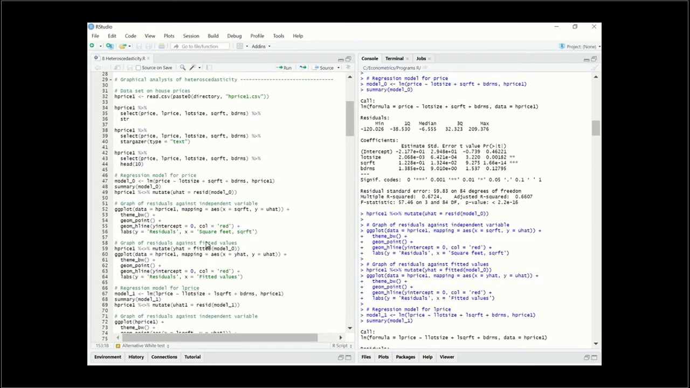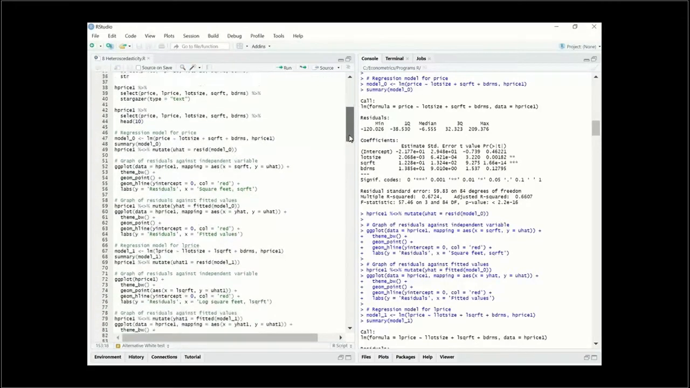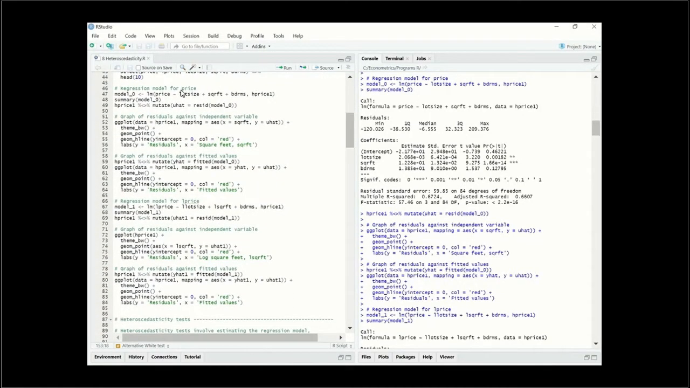We can also plot the residuals against the fitted values. So here, instead of plotting the residuals against the square footage, we're going to be plotting this against the fitted values. These fitted values are fitted from the model that we have, model 0. So y hat are the fitted values. So here we're going to be plotting the fitted values against the residuals. Everything else is the same. And for comparison purposes, these were regressions in terms of price.